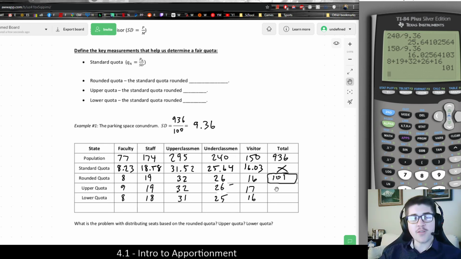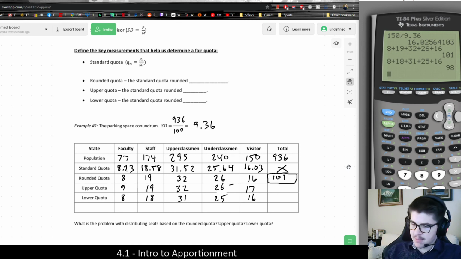And also another problem with those quotas is that, as you could expect, if we round them all down, we're going to come up short, right? 8 plus 18 plus 31 plus 25 plus 16 would give us only 98 parking spaces. So that answers a little bit better, because we actually could give out 98 spaces, but we would still have 2 left over. So what do we do with those parking spaces?